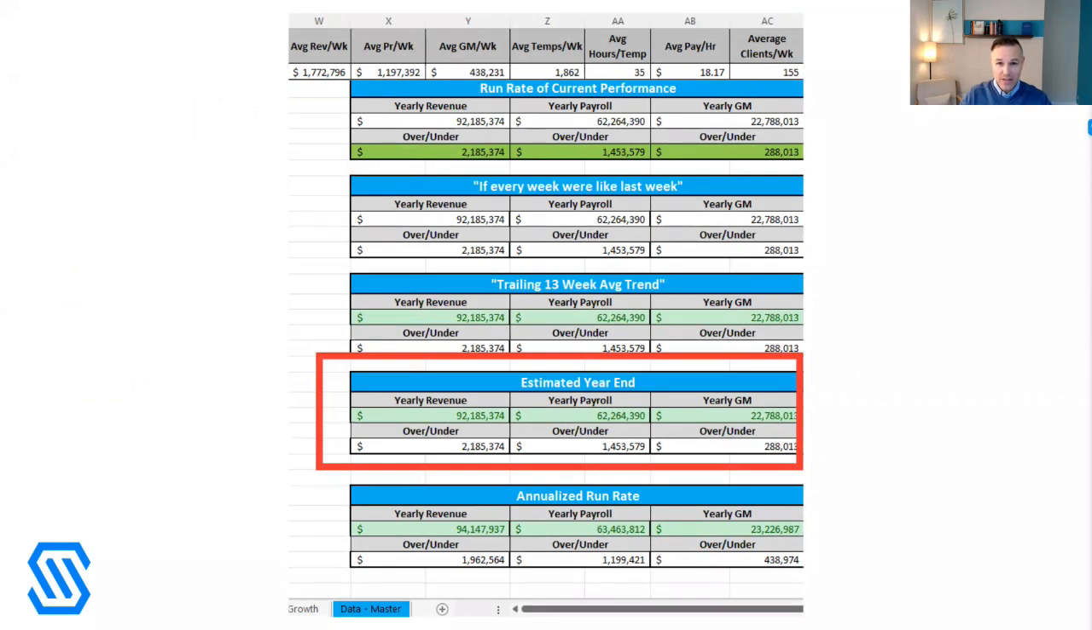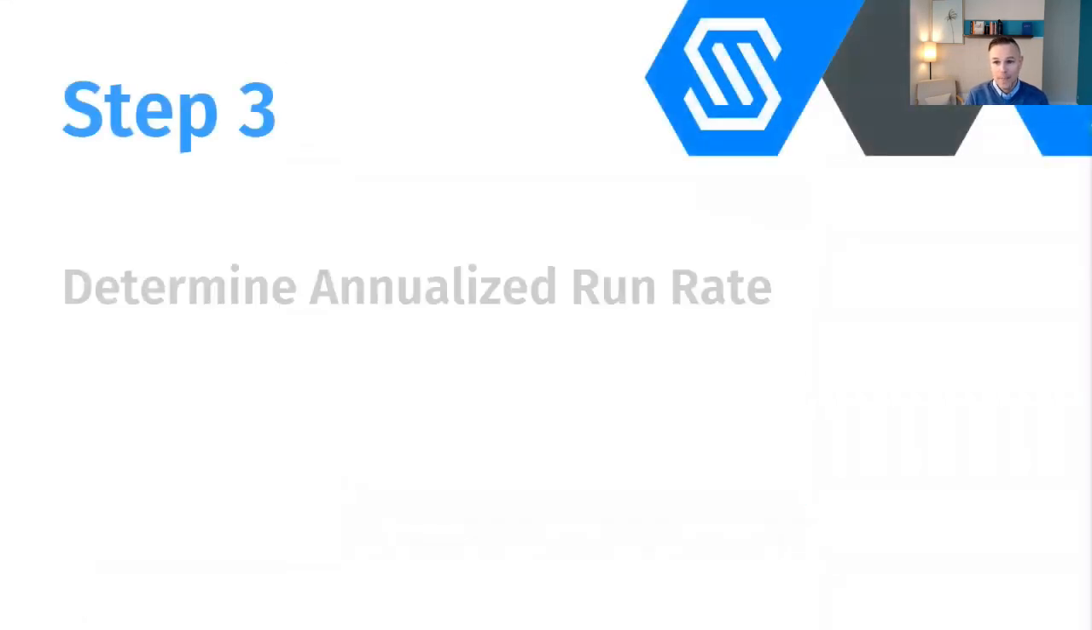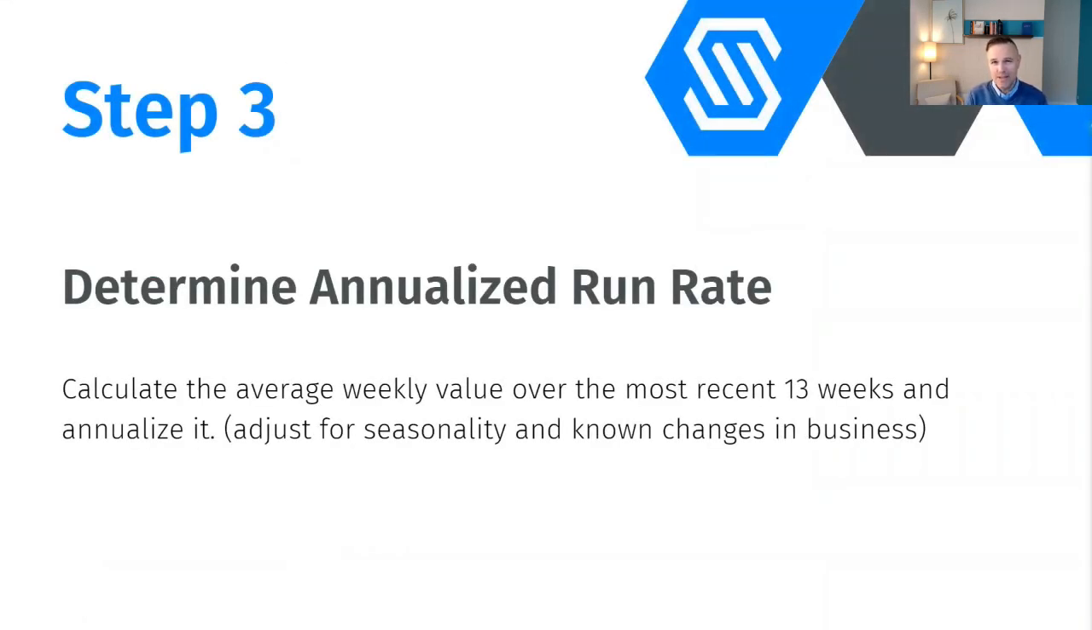Now, that just tells you, hey, this is where we think we're going to end up, right? Because that will become the starting point for next year. Now that we have that, the next piece that we need to start building a good plan is to determine an annualized run rate. Now, some people might think this step is not essential. I'll tell you why I think it's really important.